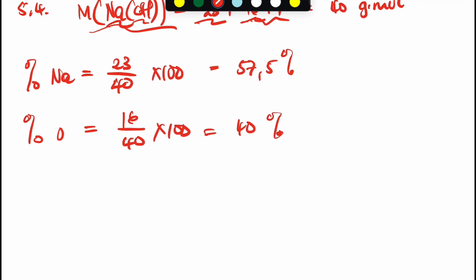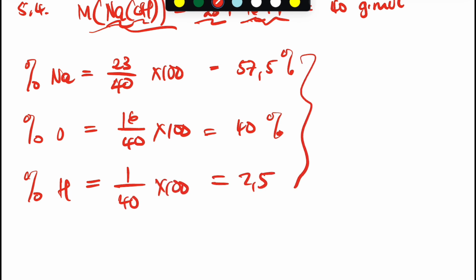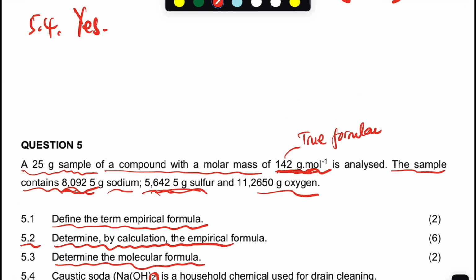And then the percentage composition of hydrogen. The hydrogen is what? It's 1. How many hydrogens? It's 1. And then we divide by the total and multiply by 100. It's going to be 2.5. Guys, make sure when you add these up, it must give you 100 or 99.99 or 98, whatever value that is closer to 100. I hope this question makes sense.